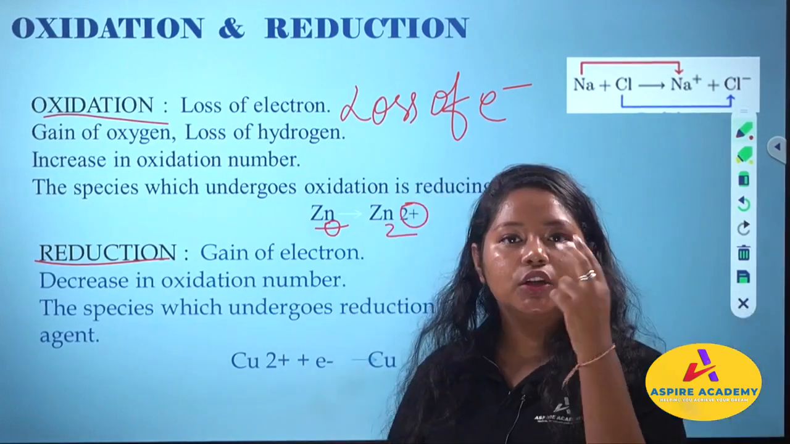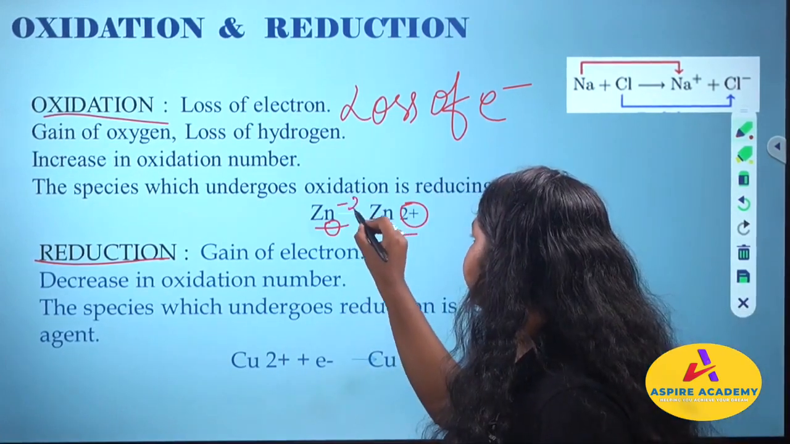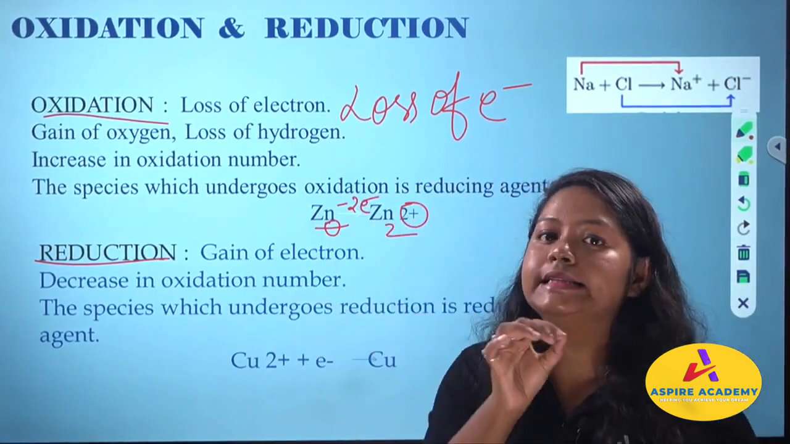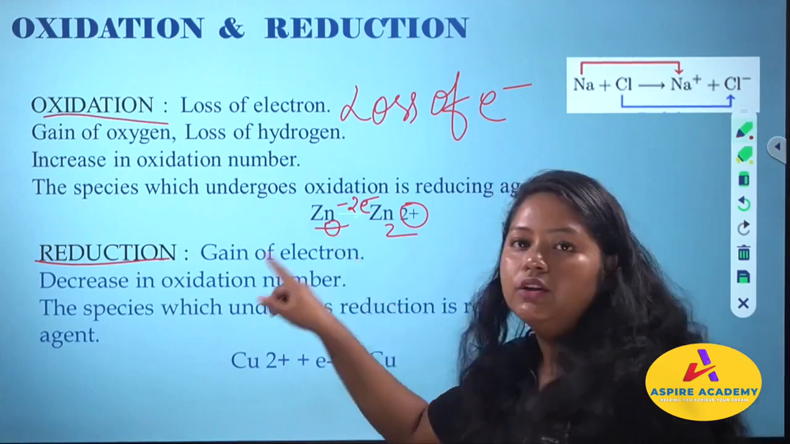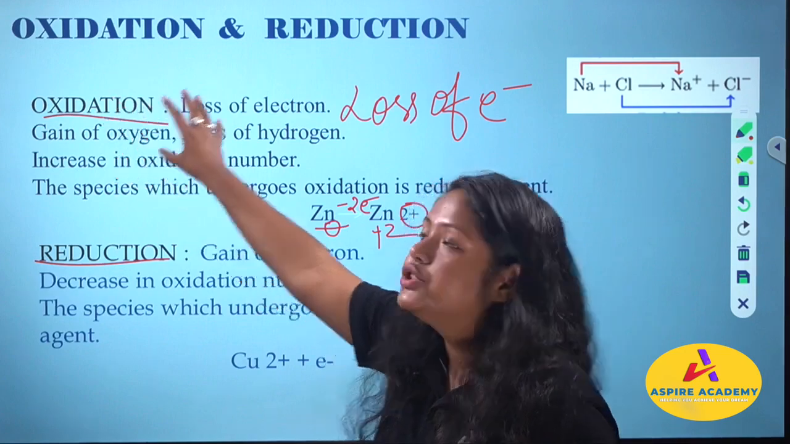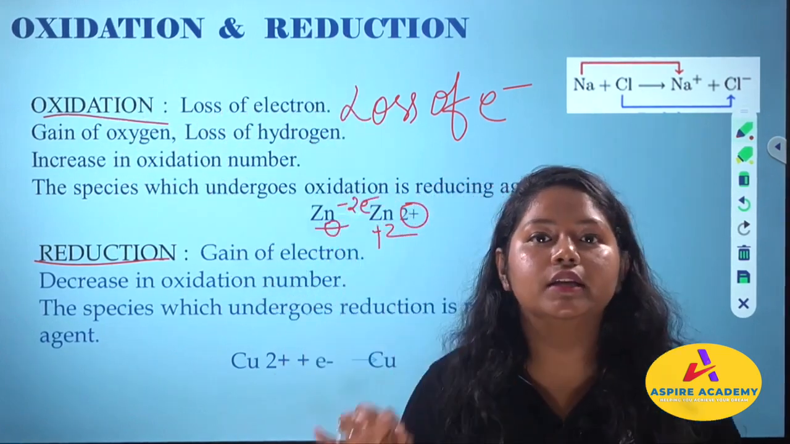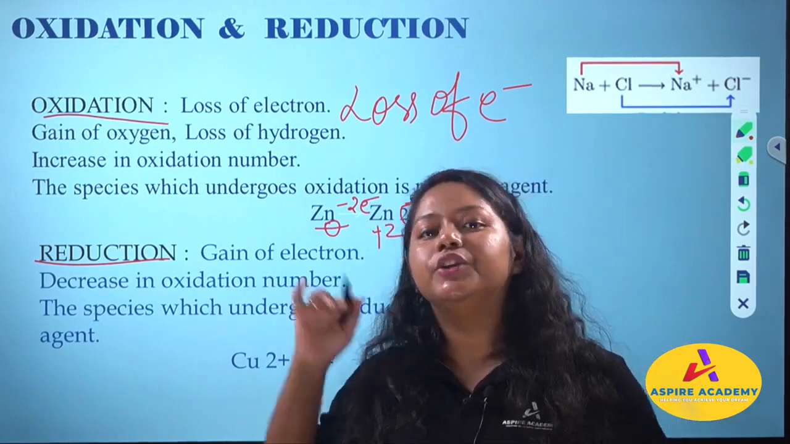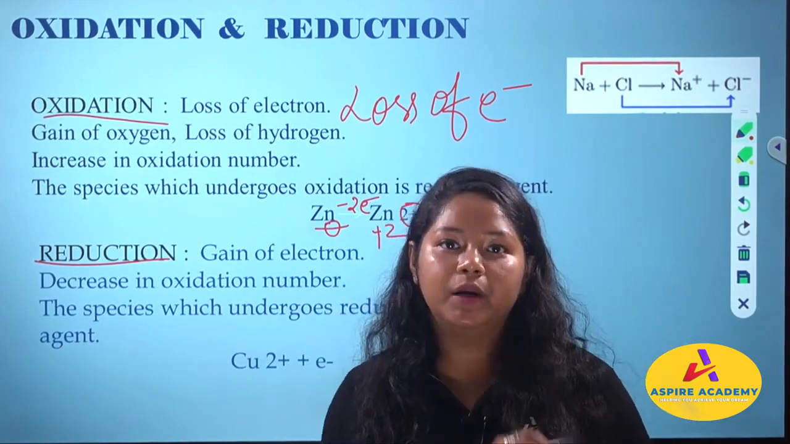Okay, so zinc is losing 2 electrons. Understood? Zinc is losing 2 electrons, and zinc goes from 0 to the +2 oxidation state. What is oxidation? Loss of electrons is oxidation. Understood? Also, we have another definition that you have studied in your class 10, chapter number 1.